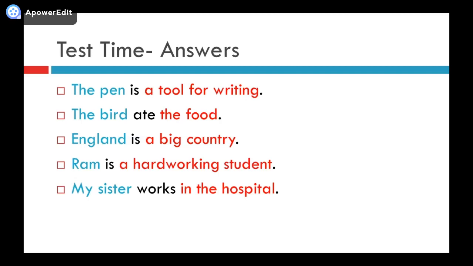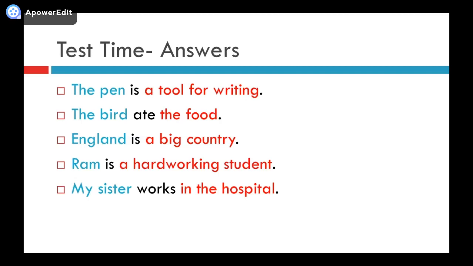England is a big country. What are we talking about? We are talking about England. And what information do we have about England? That it is a big country. So, England is your subject and a big country becomes your predicate. Ram is a hard-working student. Who are we talking about?